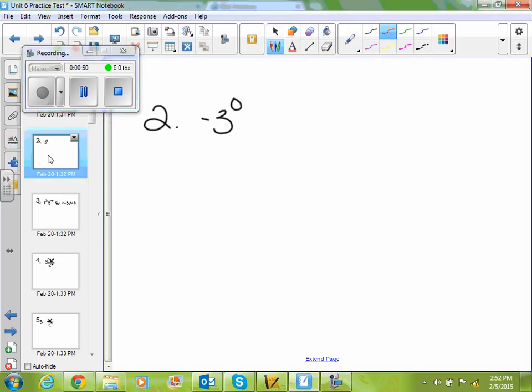No? Okay. Number 2, negative 3 to the 0 exponent. What's anything to the 0? Anything to the 0 is 1. What about this negative out front? Stays out front, so negative 1. Negative out front stays out front. So any questions on number 2?